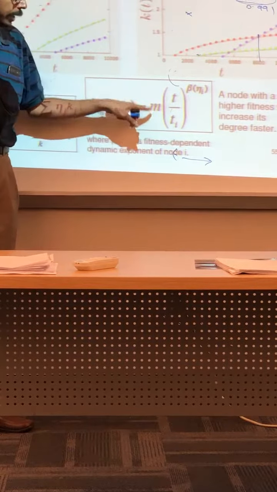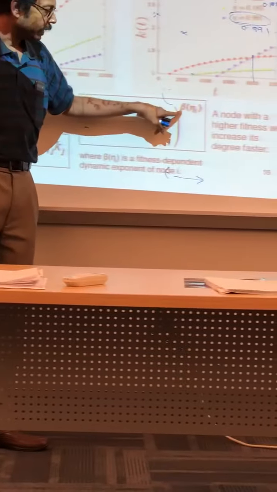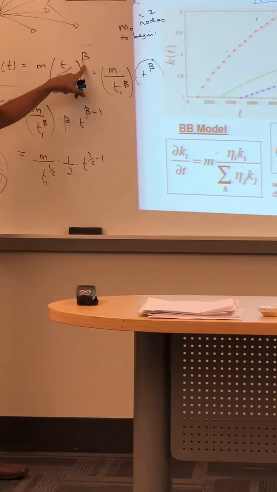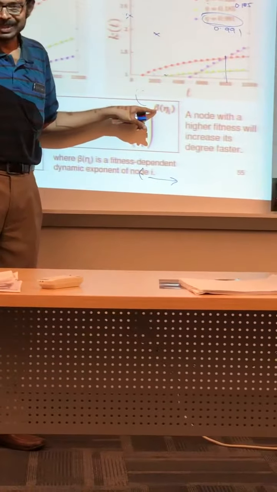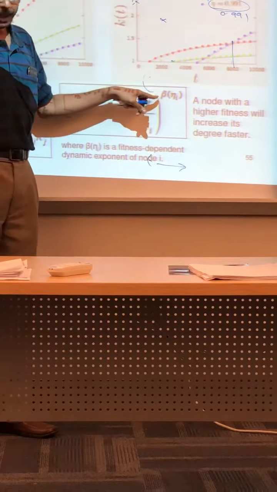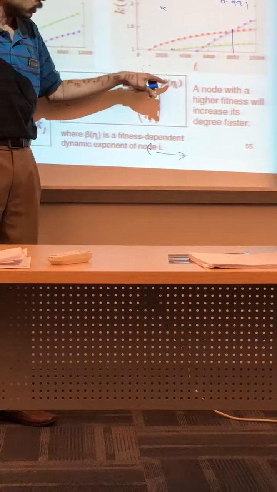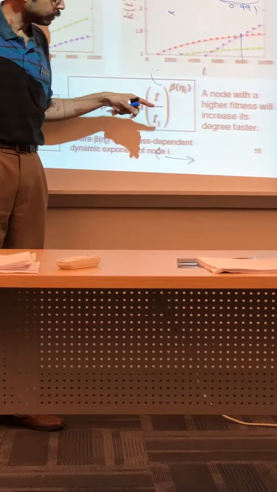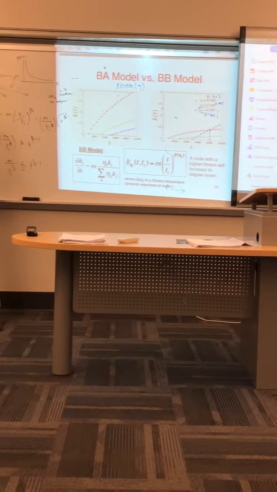And that's calculated very similar to this, m times (t/ti) to the power of something. The difference is in the exponent. I said in the BA model, the exponent is a constant, it is half. Whereas in the BB model, the exponent is a function of the fitness. So we say beta of eta i, which means the value of the exponent used here is not always half. It depends on the fitness of the node. If the node has a larger fitness, it probably has a larger beta value.